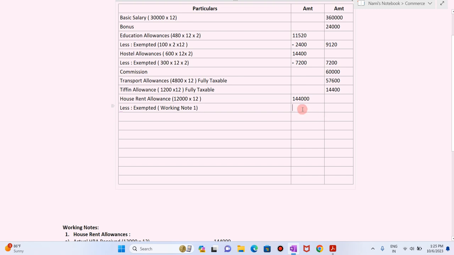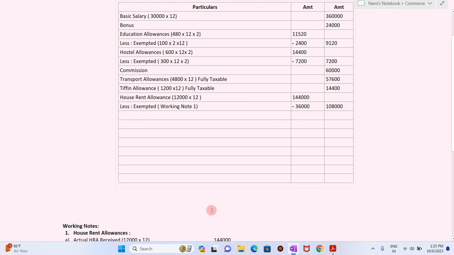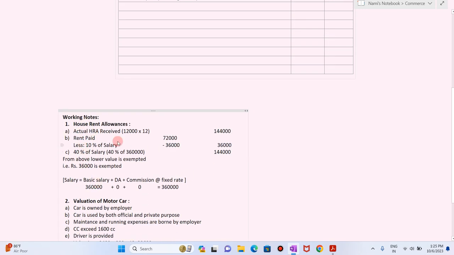Okay, so you write, less 36,000. In outer column, 1,08,000. 1,44,000 minus 36,000, we get 1,08,000. I hope you understood how I got 36,000 from these steps.